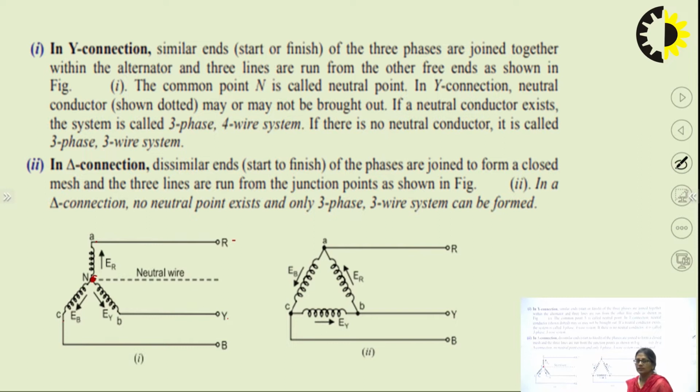Similarly, a delta connection has to be a closed loop. The finishing of the first has to be the starting of the second, the finishing of the second has to be the starting of the third, and the finishing of the third has to be the starting of the first. So that we get a delta connection. Here we won't have any neutral, so we'll have three wires coming out: R, Y and B. This is a three wire system.